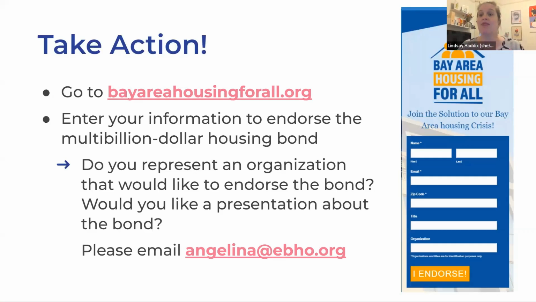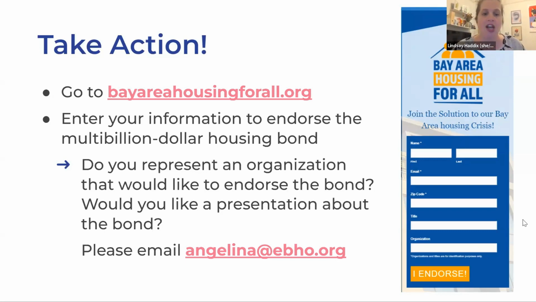Okay, great. Well, in our last few minutes together, I want to make sure that we have an opportunity to take action together. As I mentioned, the name of the campaign for this regional bond is called Bay Area Housing for All. And the website is housingforall.org. So if you are in support of having $10 to $20 billion on the ballot and being approved to create new affordable housing units all across the 9-county Bay Area, including Alameda and Contra Costa County, you can go to the website. Kiki has just dropped it in the chat.